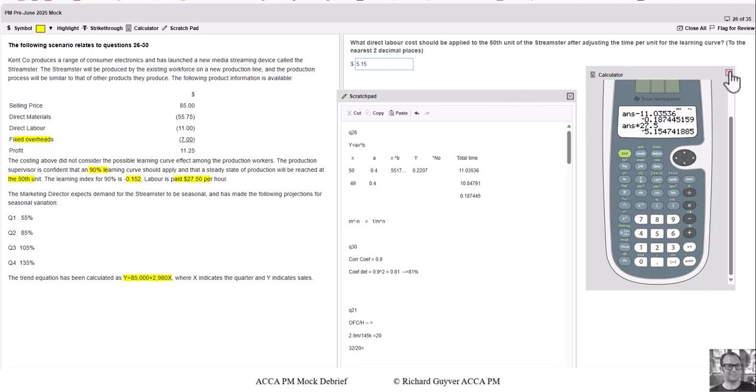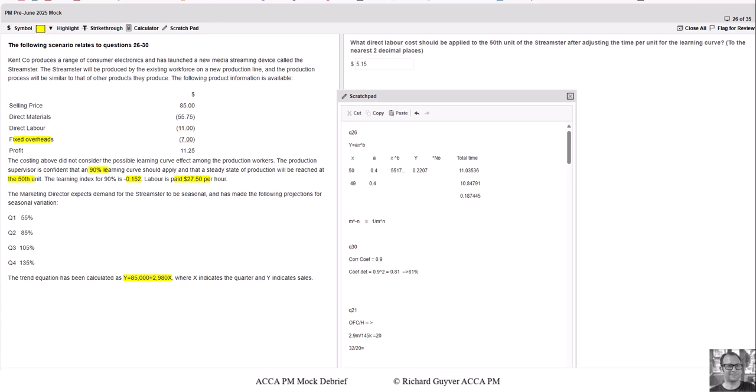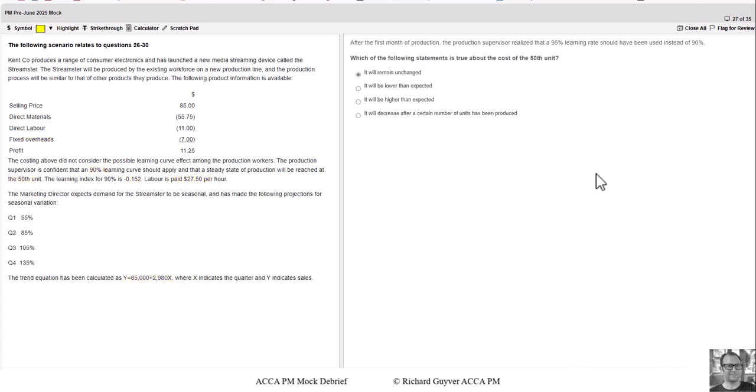I assume it's the same on the actual exam platform. It could be one of the nuances of TestReach that it doesn't quite work as well. But hopefully that workaround there will help you out. I accidentally clicked on this.